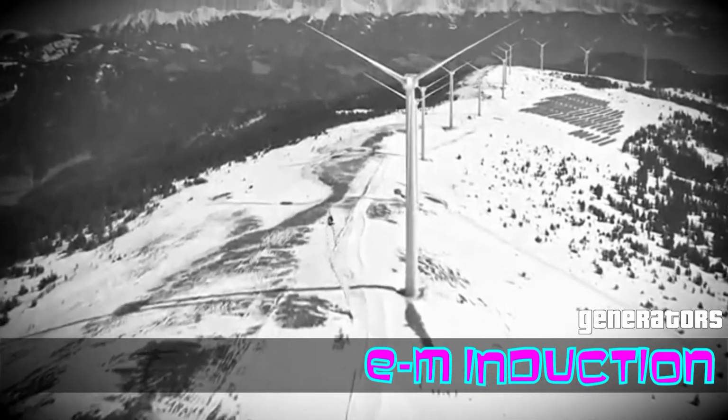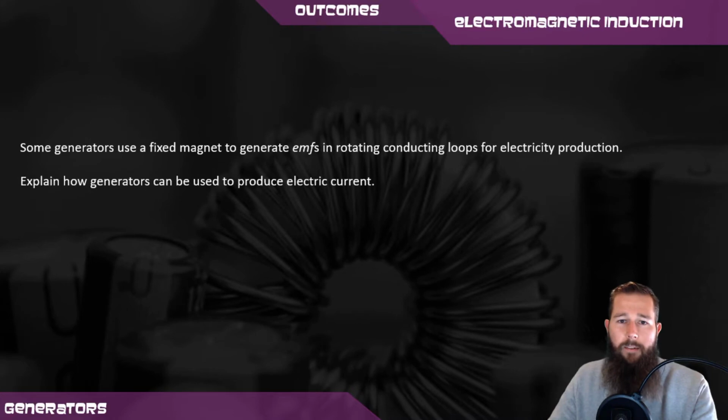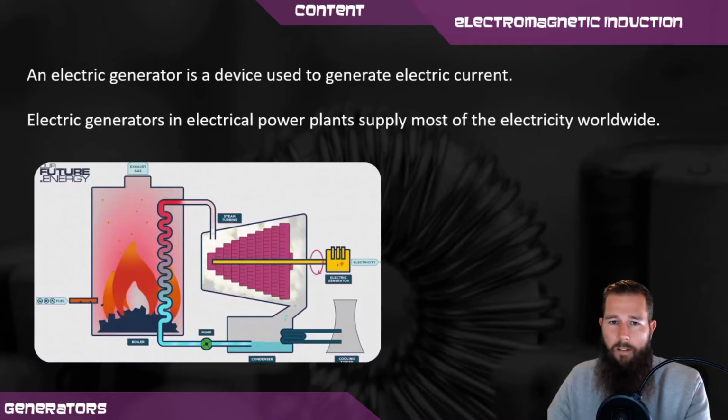Generators. In this video, we will be covering AC and DC generators. Generators are used to turn mechanical energy into electrical energy. Electrical generators in power plants supply most of the world's energy, with the remaining being photovoltaic, such as solar panels, or even chemical, which is batteries.